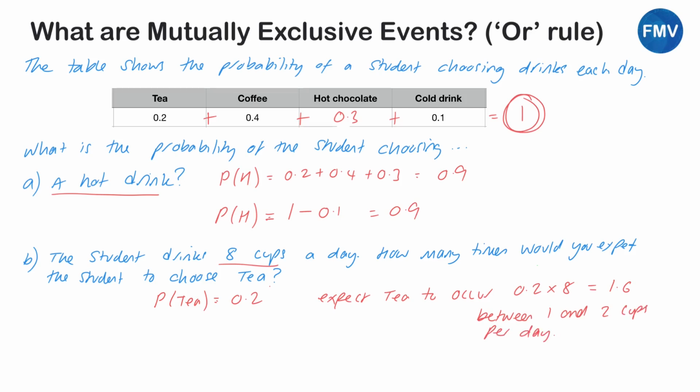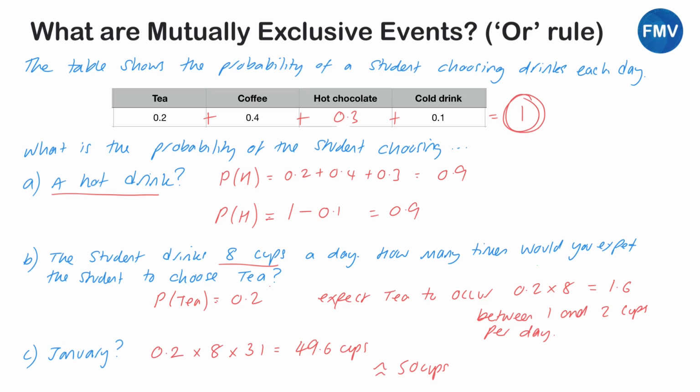Now we could extend this question. What if this question was, how many cups of tea would that student be expected to drink in January? So what we would do here, well, we know the probability of drinking tea is 0.2. We know that the number of cups per day is 8. And we just need to know the number of days in January. Well, there are 31 days in January. So if we multiply those together, we get 49.6 cups. So therefore, we're going to say around about 50 cups of tea should be drunk by that student over the month of January.